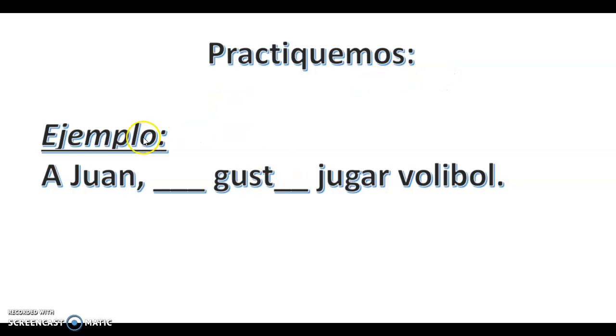So practiquemos. A Juan blank gust jugar voleibol. So a Juan, you have to have that chart memorized, would be le, and then gusta, because jugar is an infinitive, and you always use the singular with an infinitive, even if it's multiple. A Juan le gusta jugar voleibol.